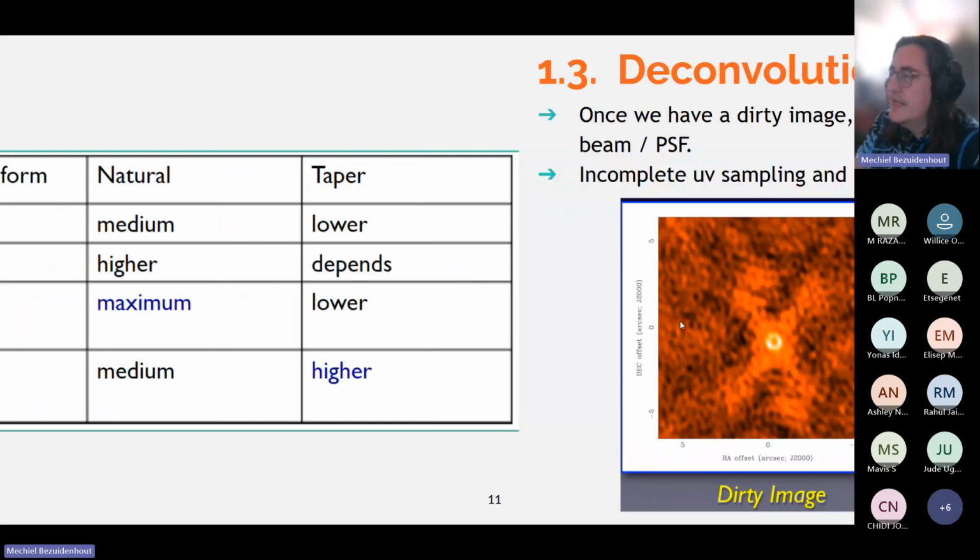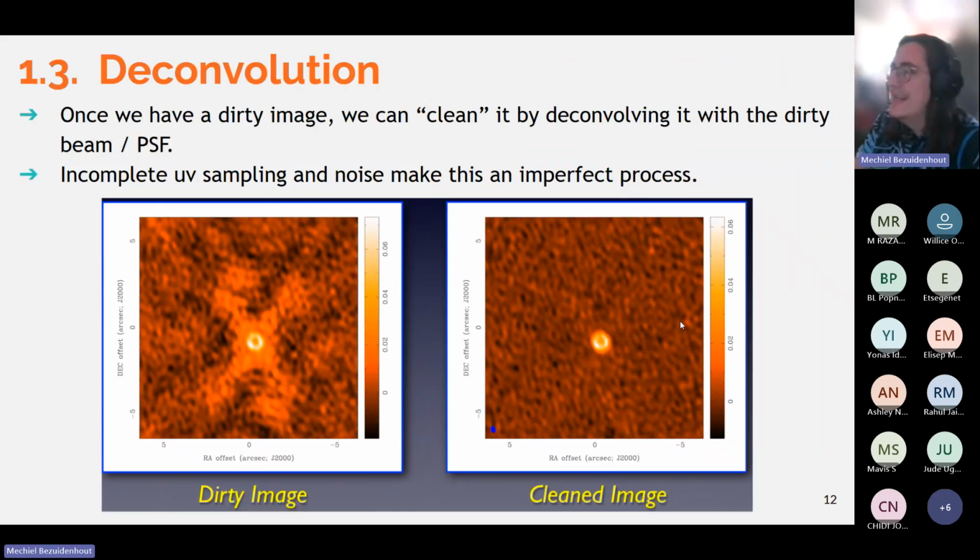Right. So once we have this dirty image, we can then clean it by deconvolving it with the dirty beam or the PSF. So these images at the bottom show the dirty image, and then the cleaned image on the right, which is what you get by deconvolving the dirty beam. But because you always have incomplete UV sampling and there's always noise, it's always an imperfect process. So we can never get an exact reproduction of the sky.